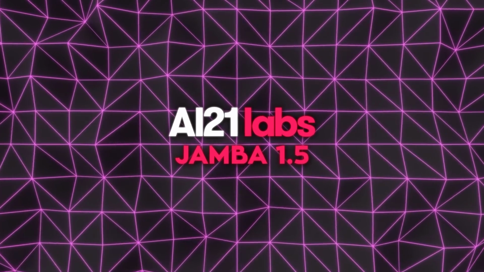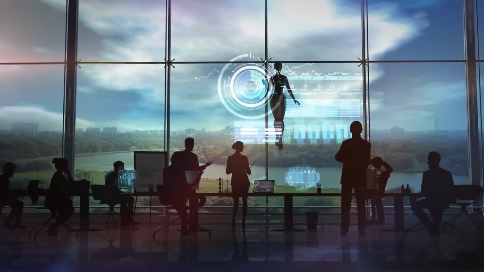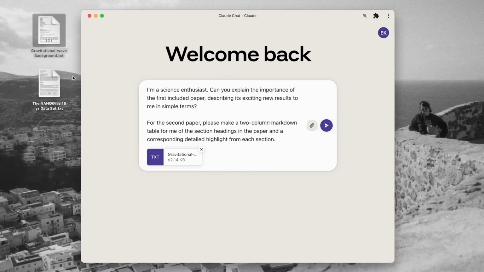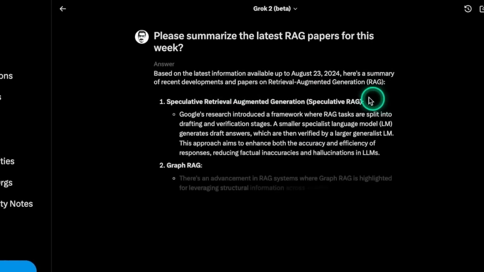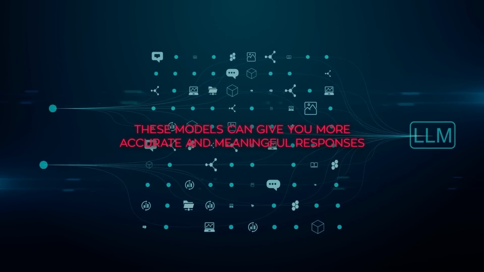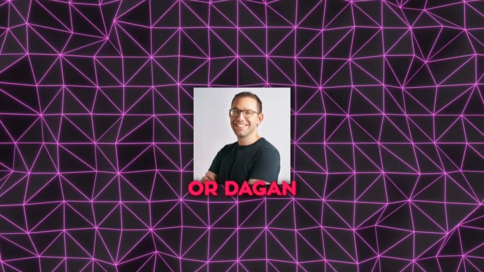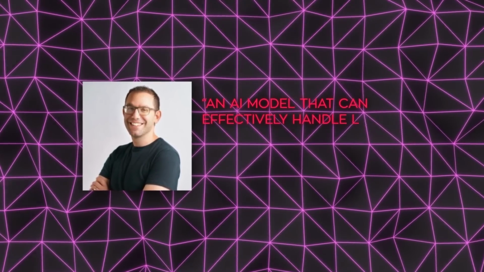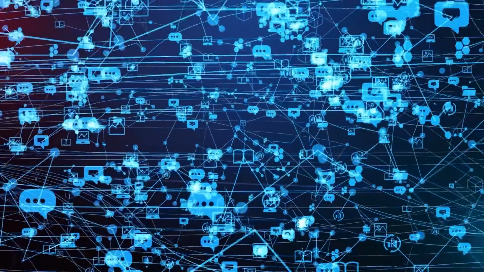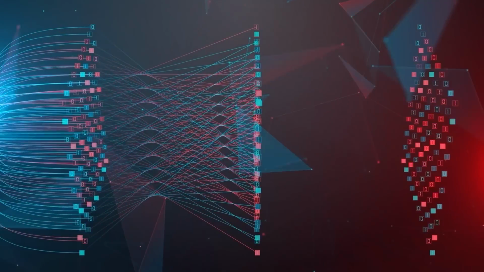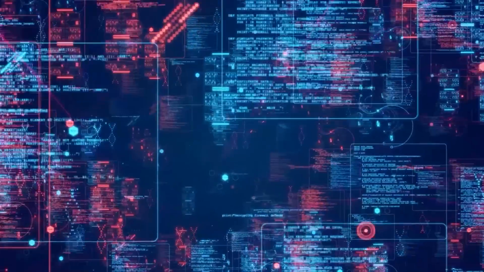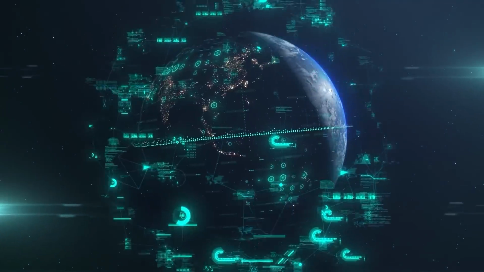Now, why is handling a long context window such a big deal? Well, think about it. When you're using AI for real-world applications, especially in businesses, you're often dealing with complex tasks. Maybe you're analyzing long meeting transcripts, or summarizing a giant policy document, or even running a chatbot that needs to remember a lot of past conversations. The ability to process large amounts of context efficiently means these models can give you more accurate and meaningful responses. Or Dagan, the VP of product at AI21 Labs, actually nailed it when he said, "An AI model that can effectively handle long context is crucial for many enterprise generative AI applications." And he's right. Without this ability, AI models often tend to hallucinate or just make stuff up because they're missing out on important information. But with the Jamba models and their unique architecture, they can keep more relevant info in memory, leading to way better outputs and less need for repetitive data processing. And you know what that means: better quality and lower cost.